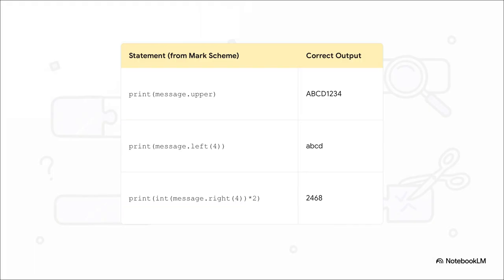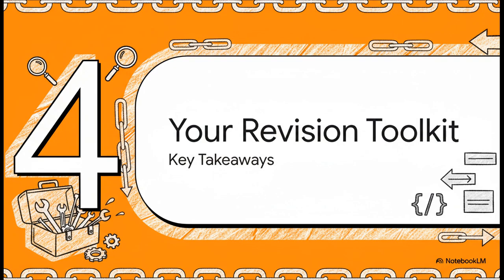And yes! Nailed it! A perfect match. The official mark scheme says ABCD1234, ABCD, and 2468. It just goes to show, if you break the problem down and really understand what each little function is doing, you can't go wrong. So what have we learned here?